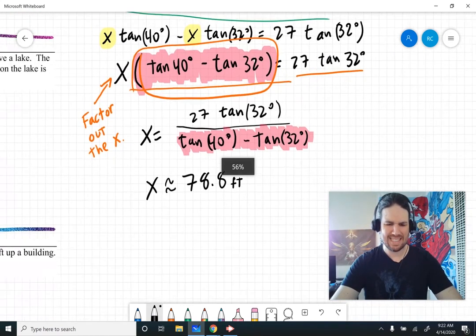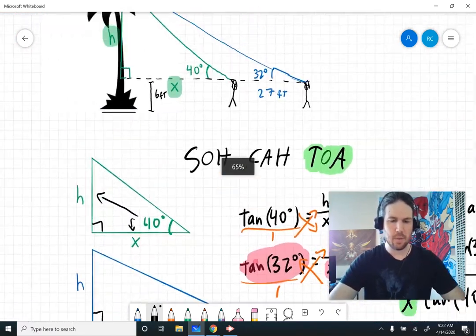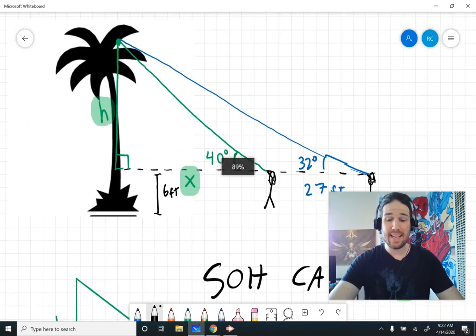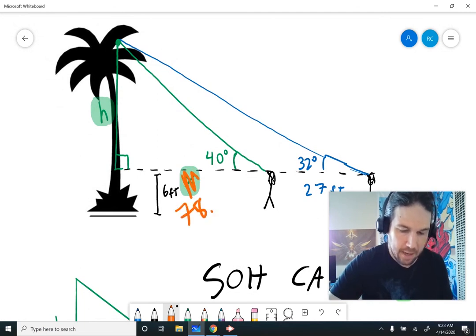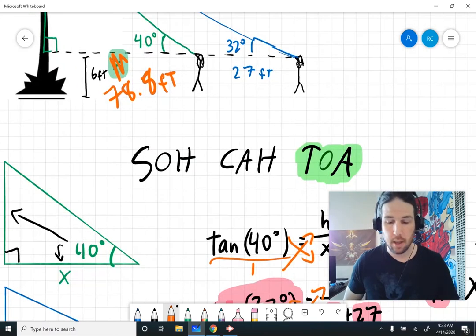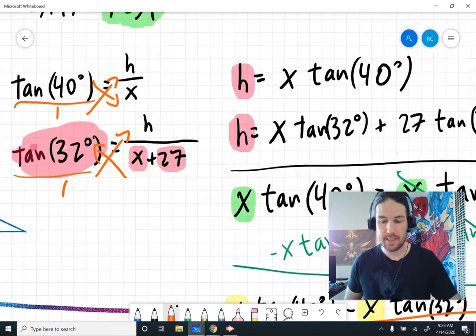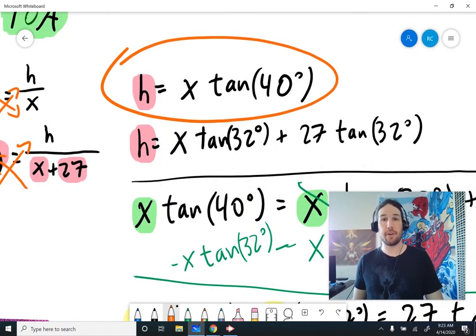So are we done? Well, no. X isn't what I was looking for. Although it is kind of neat that I now know that I was 78.8 feet away from the tree when I took my initial measurement. That's good information to know. I could now use that with sine or with tangent to figure out h. And in fact, we already have, because we see here that h is x times the tangent of 40 degrees.